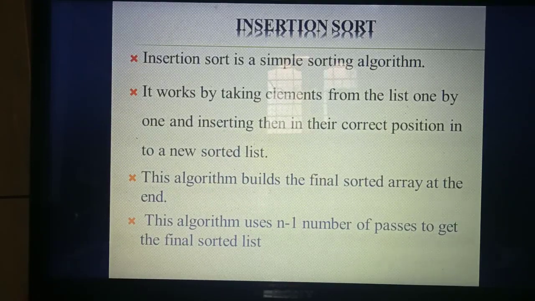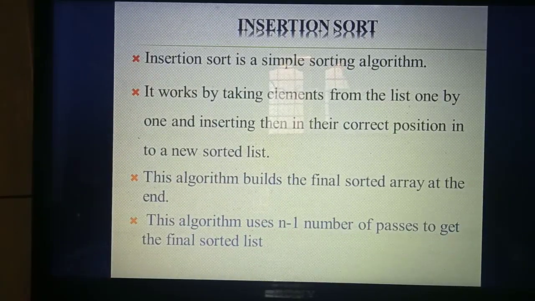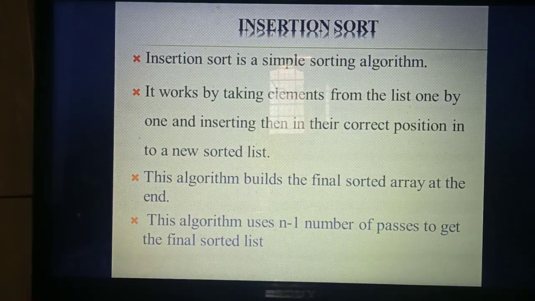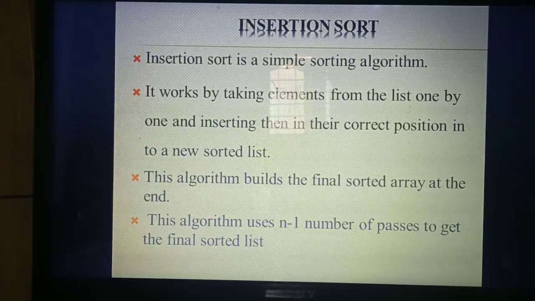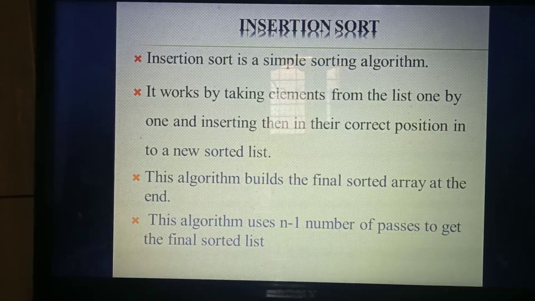Understand? So what are the things you have studied in insertion sort? This is one of the simplest sorting algorithms. How will this algorithm work? It will take the elements one by one from the list and insert each particular element in the correct position. At last you will get the new sorted array. When will you get the sorted array? At the end, you will get the final sorted array. How many passes are needed to get the sorted list? n minus 1 passes. Understand? So this is the definition of insertion sort.